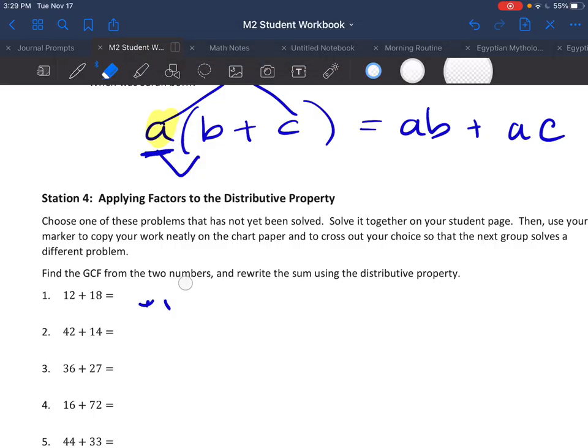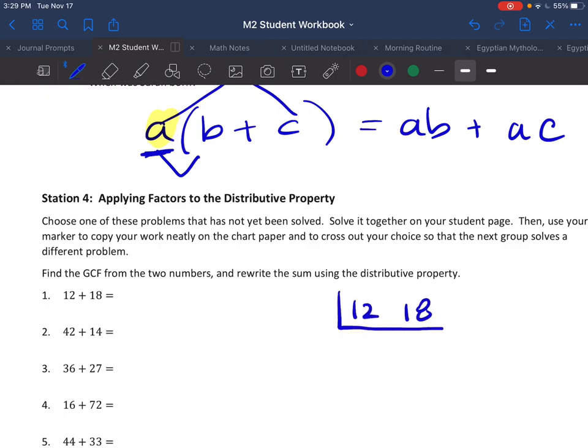Actually, I'm going to show you how to do all of that, and you'll see. It's really cool. This is why I like the cake method. So let's do it. 12 and 18. Let's pull out the greatest common factor. Let's say it's 6. Here's 6. 6 times what equals 12? Well, 6 times 2. 6 times what equals 18? 6 times 3.